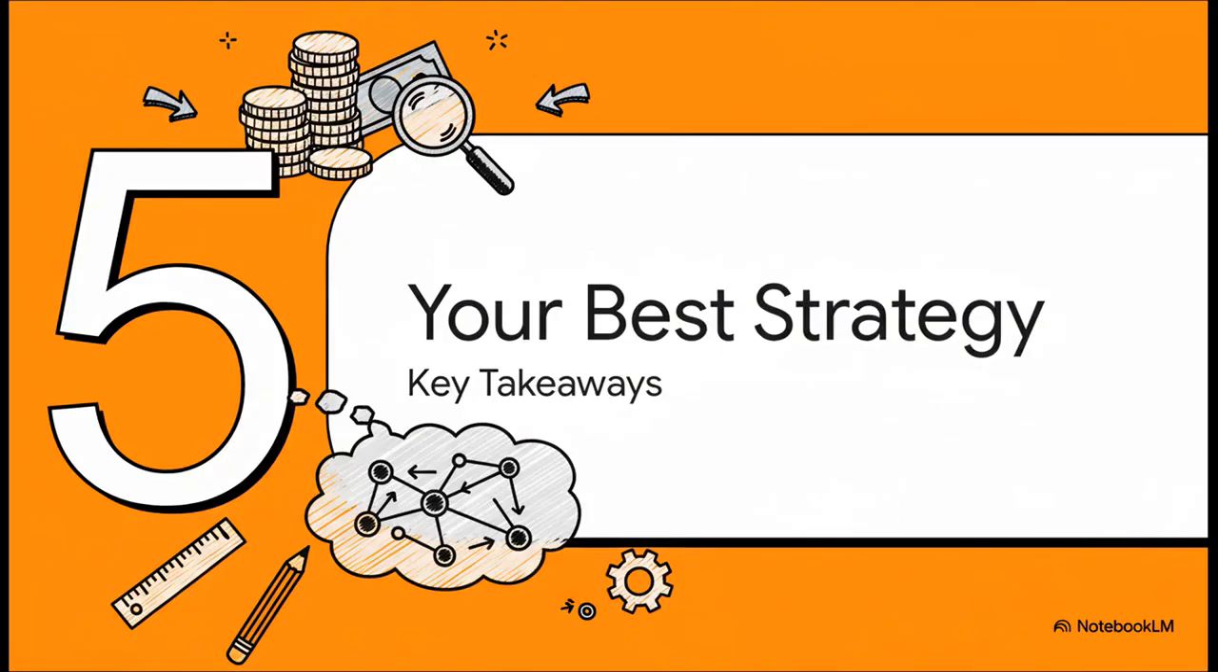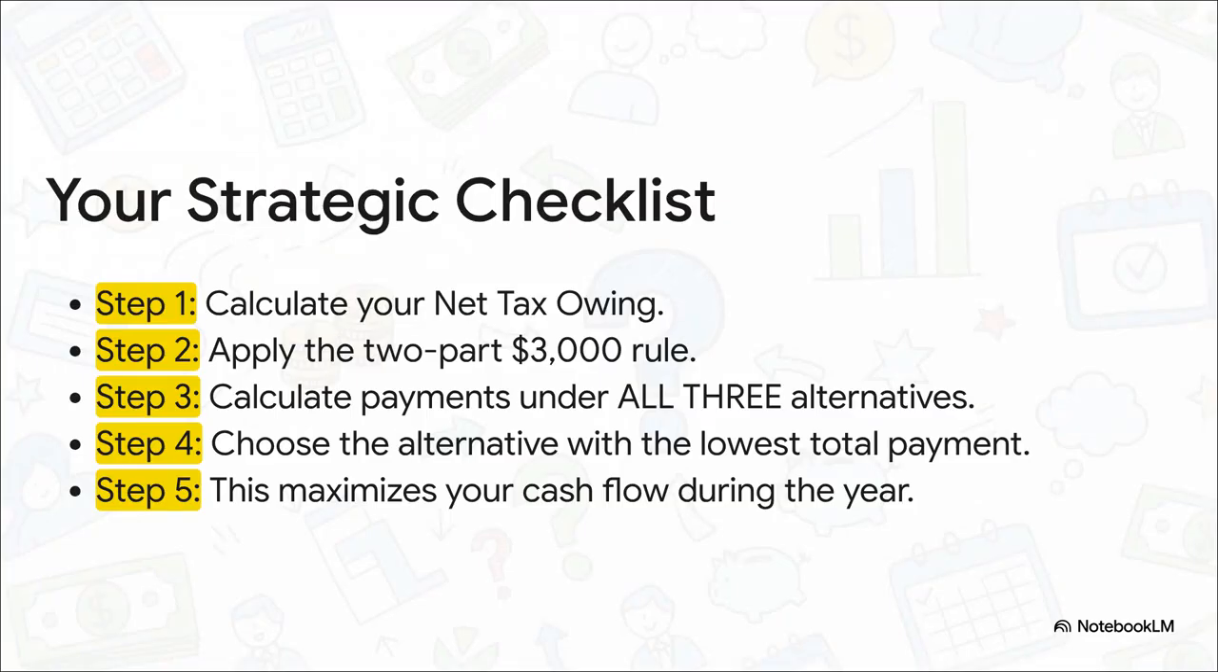All right, we've gone through the core concept, the threshold rule, and the three calculation methods with some real-world examples. So let's pull all this together into a clear, simple strategy you can actually use. Here it is, the whole process in 5 easy steps. First, figure out your net tax owing. Second, use that 2-part test to see if you even have to pay. Third, if you do, do the math for all three methods: current year, prior year, and the CRA method. Fourth, you just pick the one that gives you the lowest number. And fifth, you get to enjoy better cash flow. That's really all there is to it.